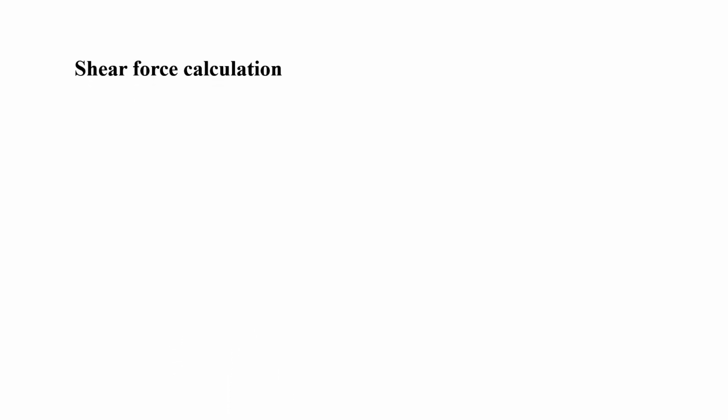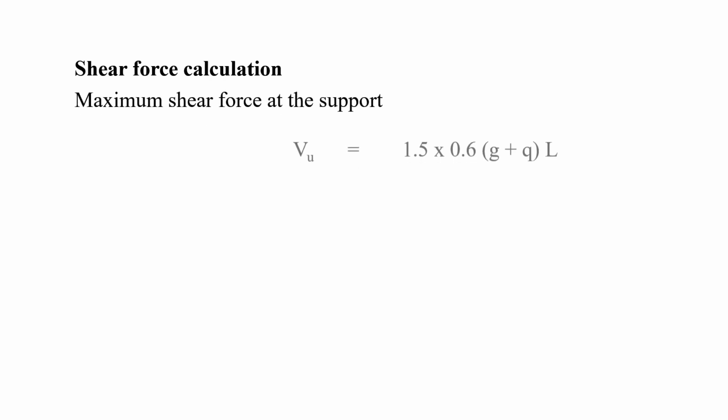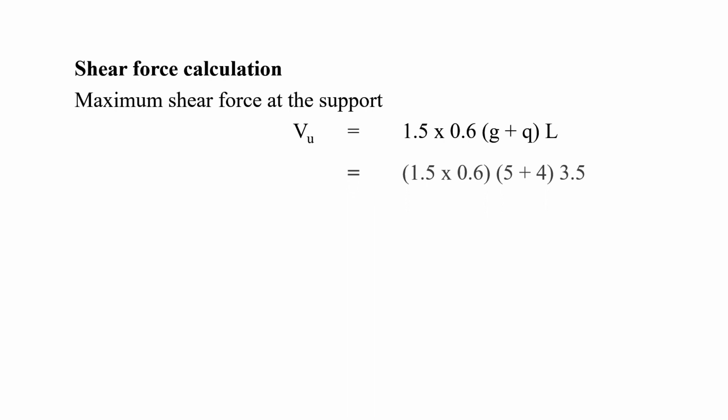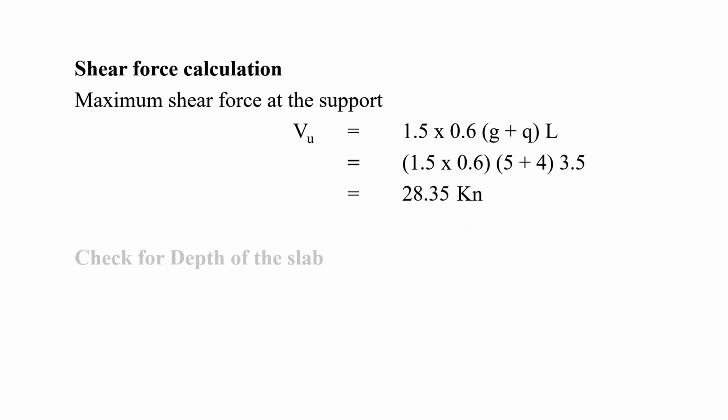The next step is shear force calculation. The maximum shear force will occur at the support. The formula is Vu is equal to 1.5 into 0.6 into G plus Q into L. While substituting, 1.5 into 0.6 into 5 plus 4 into 3.5, the value is 28.35 kilonewton.